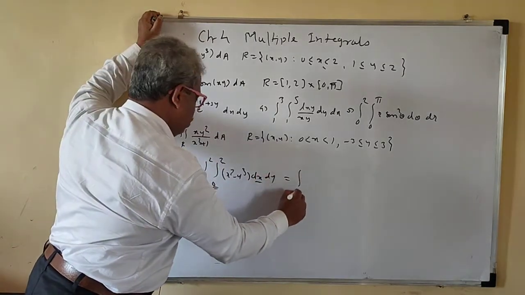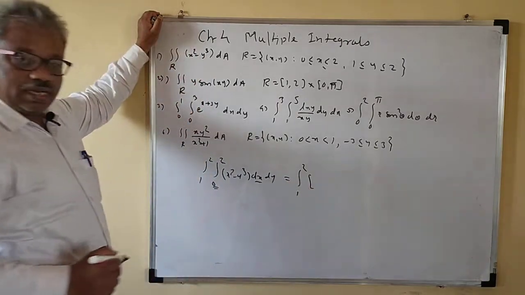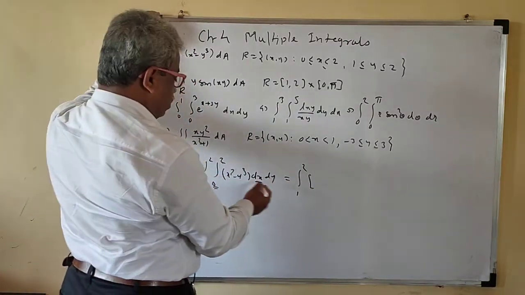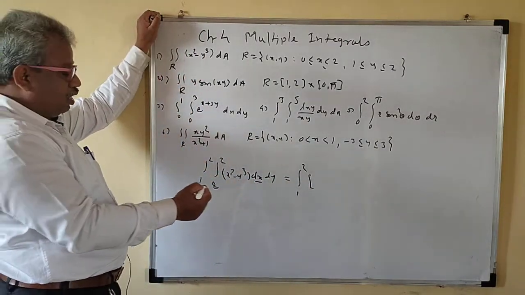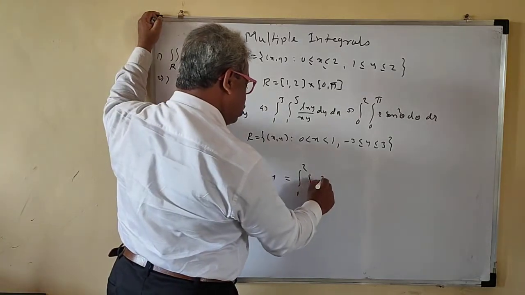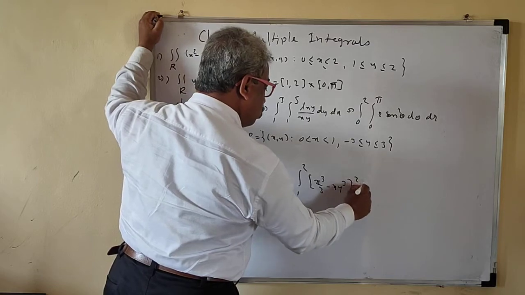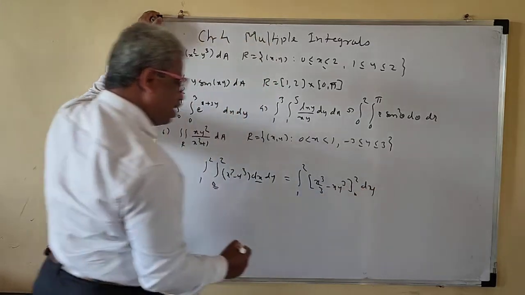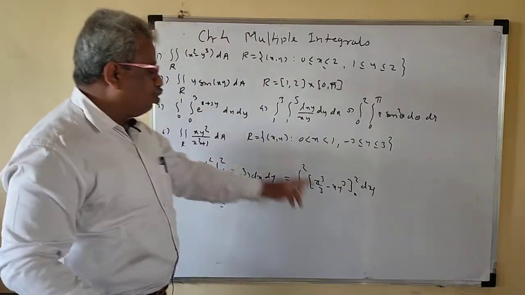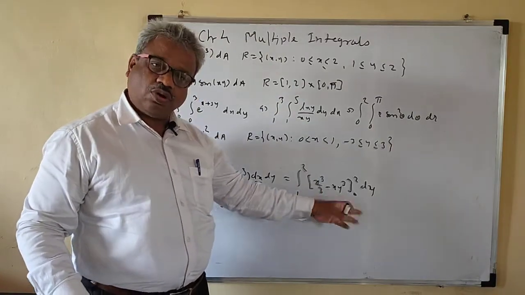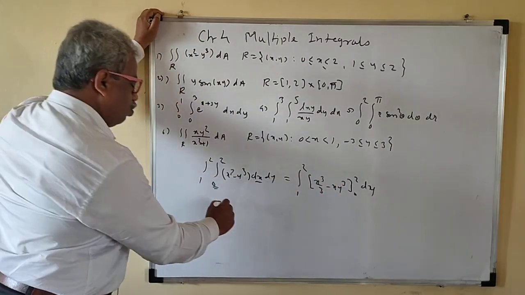Just we will integrate this from 1 to 2. So what is this integration? We are integrating with respect to x only. So this is x cube upon 3 minus x y cube, with limits 0 to 2, dy. Now your lower limit is 0. If you put x equal to 0, everything is 0, so you only have to put the upper limit.